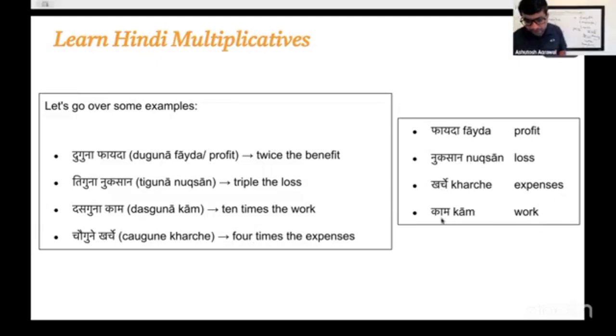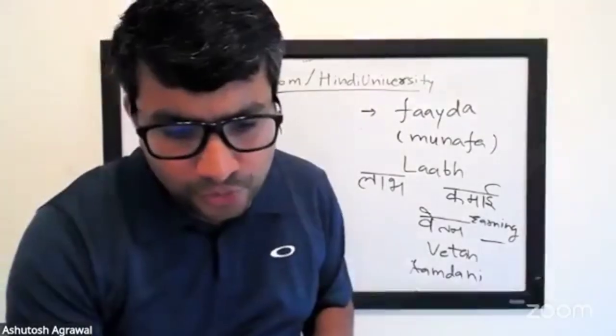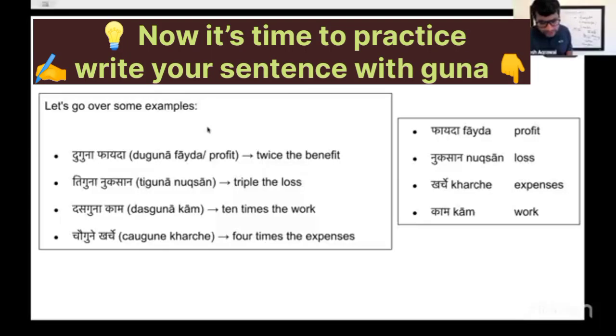Similarly, work is kaam. Now I want all of you to start thinking how you will use any of the multiplicatives we have done so far, and then write it in the Zoom comments. An example would be duguna faida, tiguna nuksan. You can use any of those multiplicatives, but it's very useful to get used to the shorter phrases.